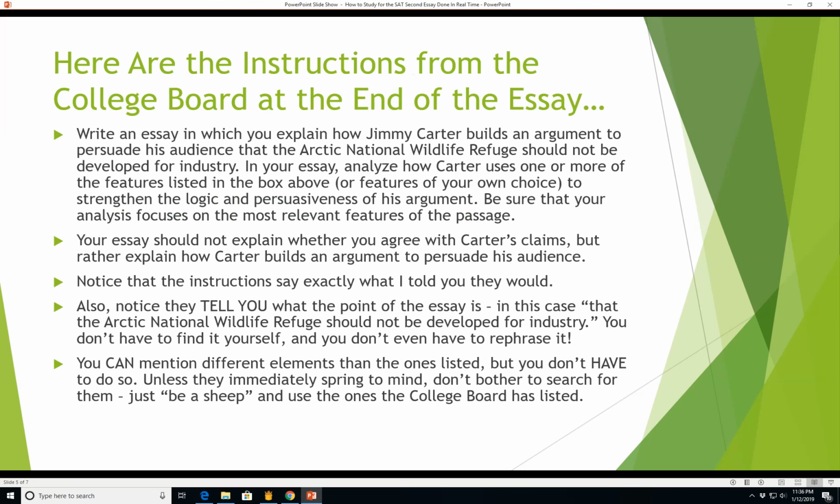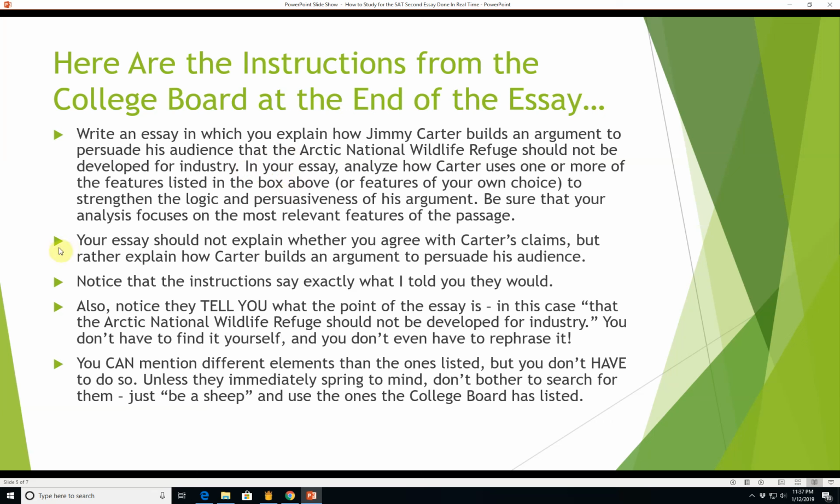So, here are the instructions from the College Board at the end of the essay. It tells you, you can write an essay in which you explain how Jimmy Carter builds an argument to persuade his audience that the Arctic National Wildlife Refuge should not be developed for industry. So obviously that's going to vary from essay to essay. The author will obviously be different. It's not going to be Jimmy Carter for each one. And the issue will not always be that the Arctic National Wildlife Refuge should not be developed for industry.